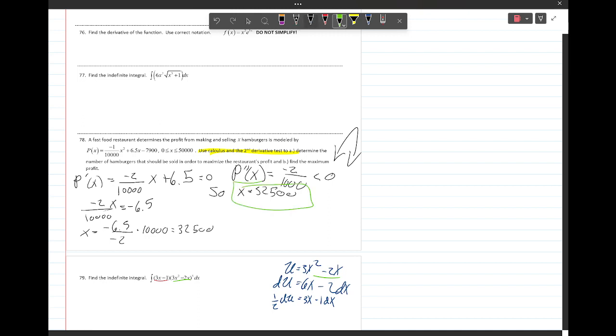The answer to B is whatever P of 32,500 is, which is 97,725 dollars. Green for money.